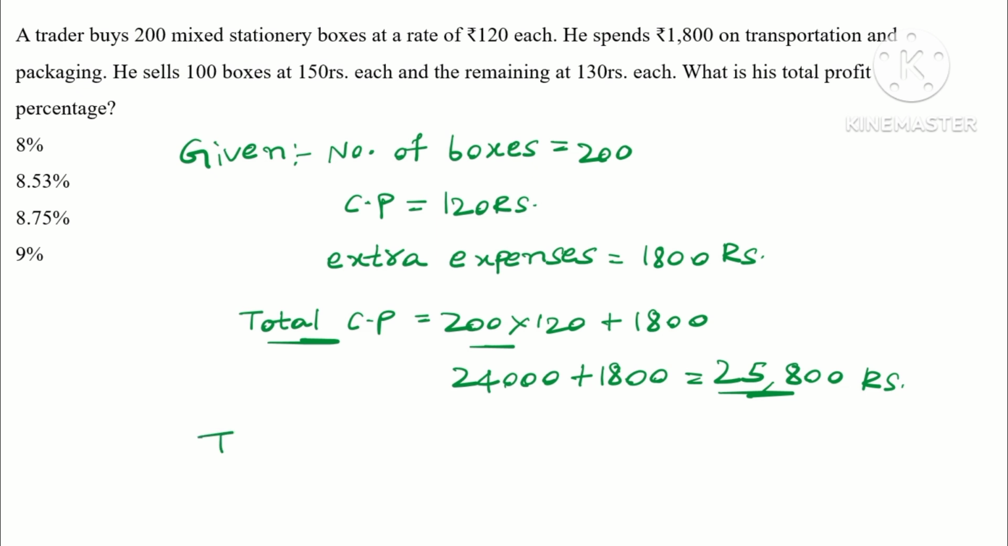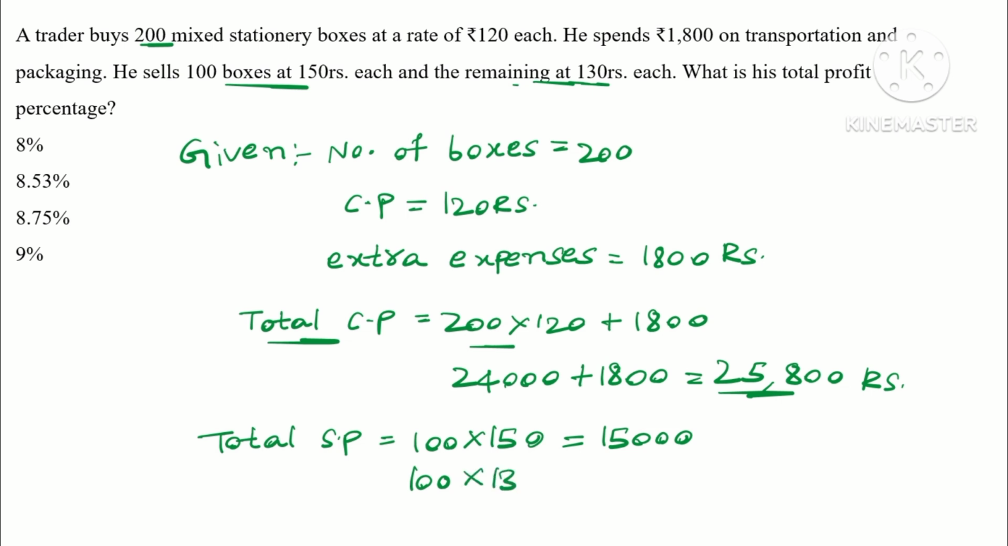Let's find total SP. Here they have given 100 boxes are sold at 150 rupees. 100 into 150 equals 15,000. There are 200 boxes, so remaining boxes are 100. Remaining boxes sold at 130 rupees. So 100 into 130 equals 13,000. So total SP will be 15,000 plus 13,000, 28,000.